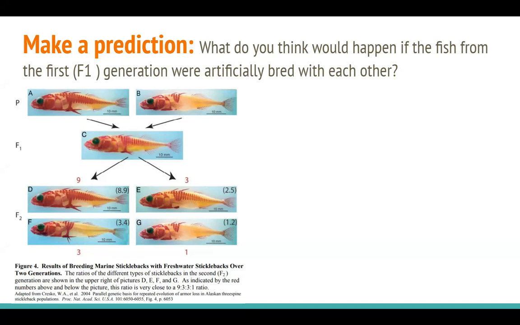that is actually what the scientists found. They had 9 fish, or 9 out of, you know, the proportion, that had both traits. They had 3 that had body armor, but no pelvic spines. They had 3 that had pelvic spines, but no body armor, and 1 that had neither of these traits.